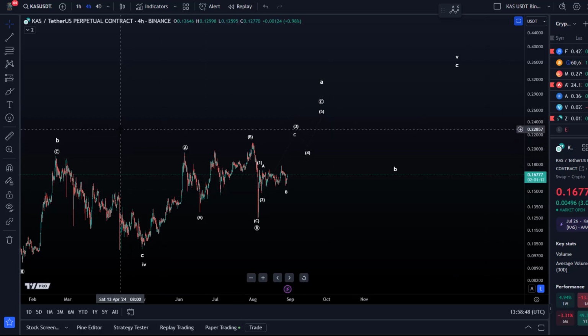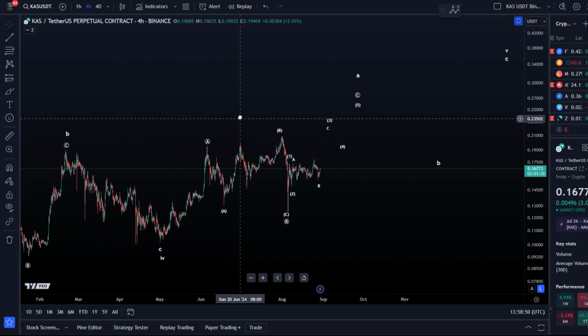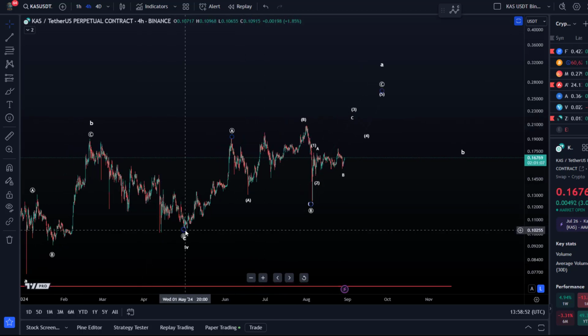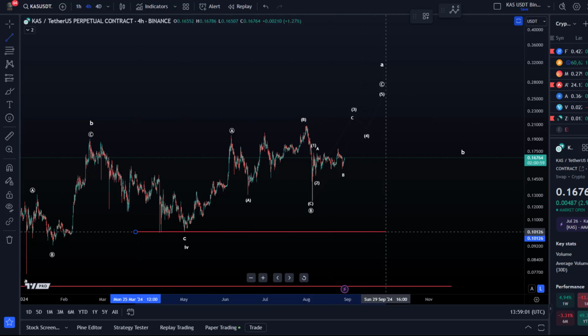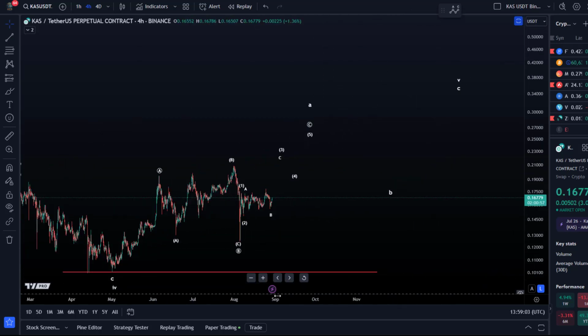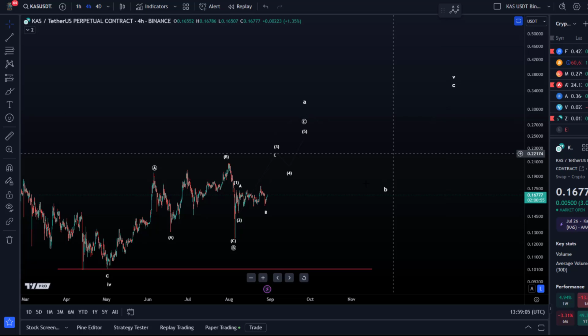So Kaspa, we are looking at the Binance futures chart here. The idea is that the fourth wave bottomed in May this year, around 10 cents. This level acts as crucial support anyway. This is obviously the invalidation point for the idea that a fifth wave to the upside could have started.